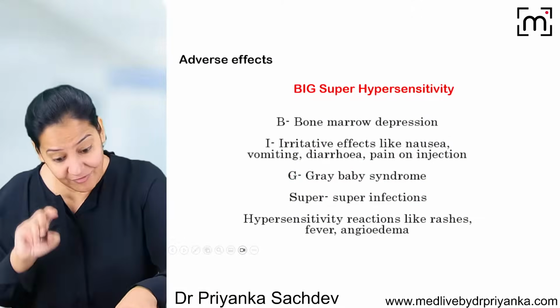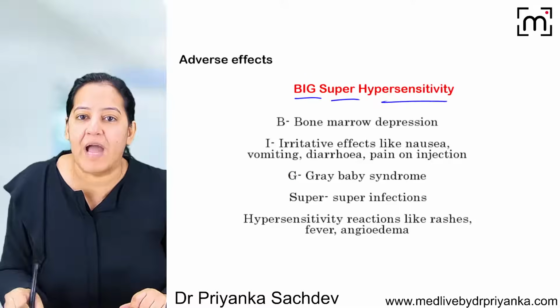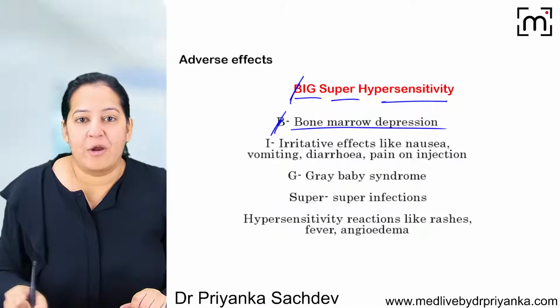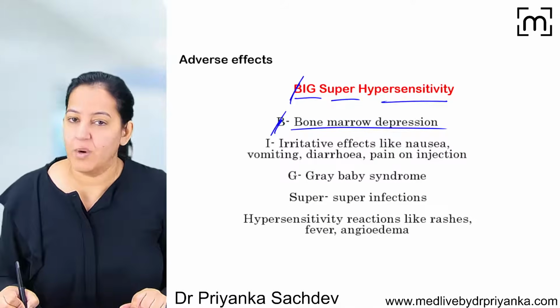So the adverse effects of chloramphenicol, the mnemonic is BIG SUPER hypersensitivity. This is a mnemonic. B stands for bone marrow depression. It causes bone marrow suppression. What is bone marrow suppression?